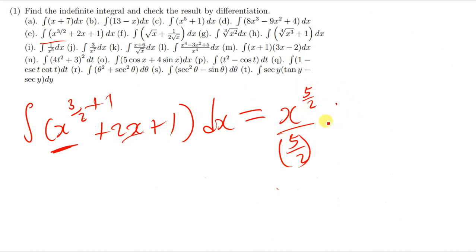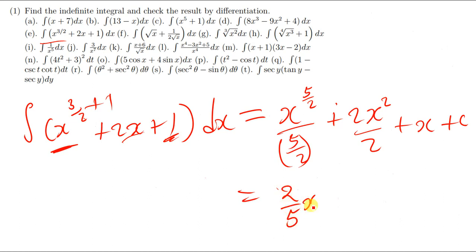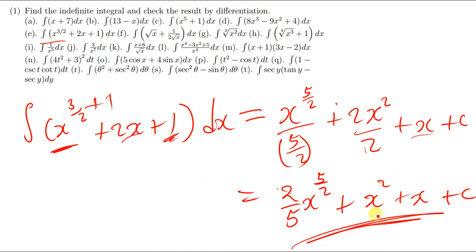Then this one will give us plus 2x squared over 2. We divide by the new power there. And then when you integrate 1, you're getting x, then plus the constant c. So this can also be written as 2 over 5 x to the power 5 over 2. Then we have 2 over 2, the answer is 1, so we just have x squared. Then we have plus x plus c. Okay, so this is the solution.